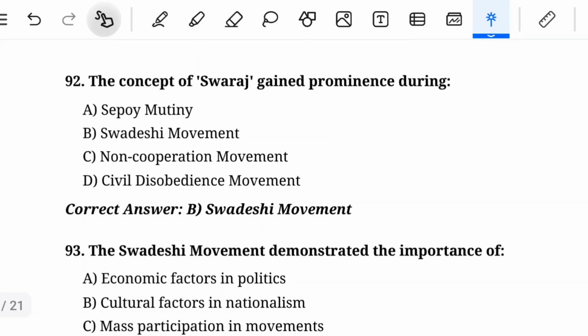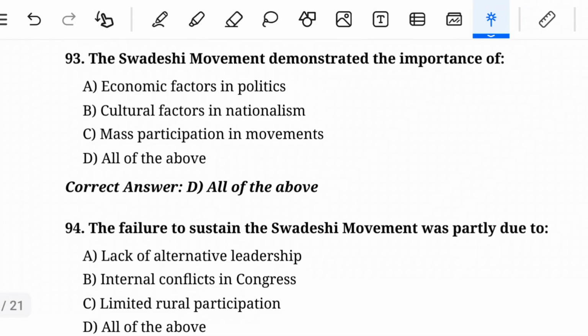92. The concept of Swaraj gained prominence during: A. Sepoy Mutiny. B. Swadeshi movement. C. Non-cooperation movement. D. Civil disobedience movement. Correct answer: B. Swadeshi movement.